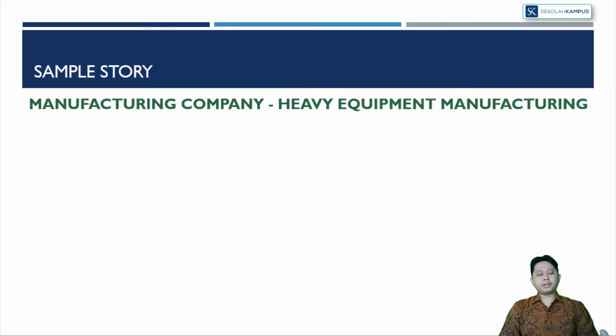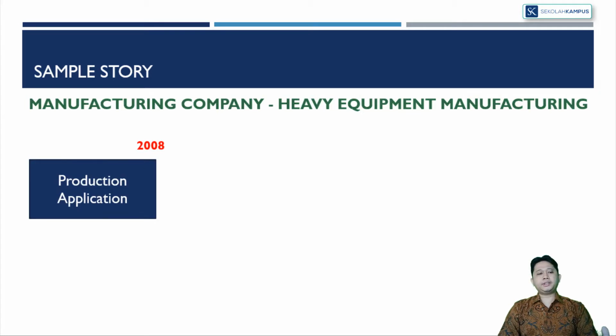This example came from heavy equipment manufacturing. A heavy equipment manufacturer produces things like tractors or bulldozers. Starting from 2008, they initiated information technology systems, especially a production application, because their main business is manufacturing or production.